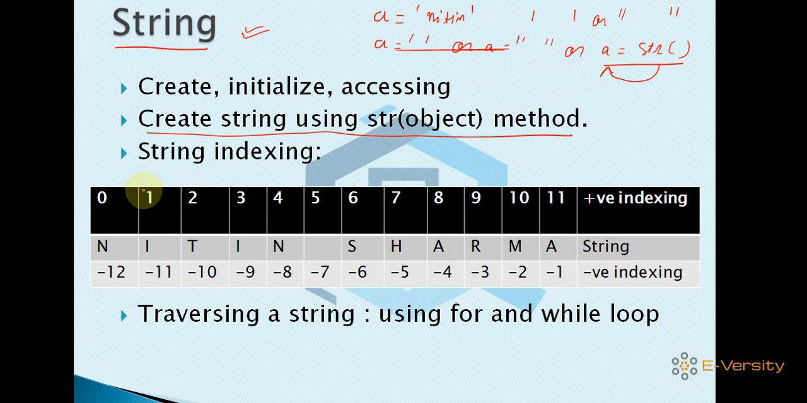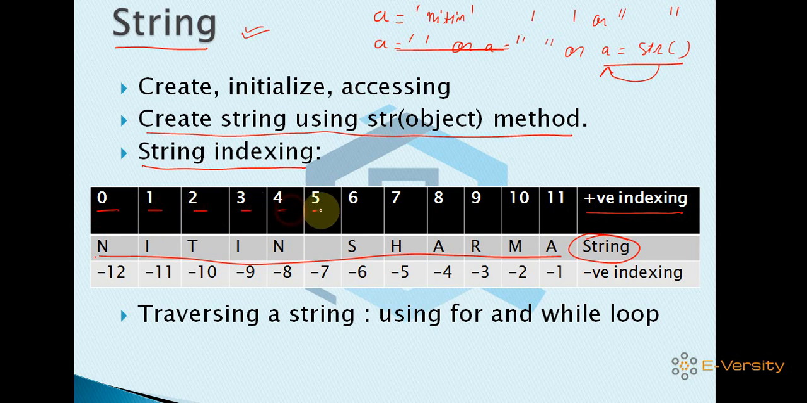Now the second point is string indexing. Suppose I have a string, Nitin Sharma. If you write this string with positive indexing, the positive index starts from 0, 1, 2, 3, 4, 5, 6, 7, 8, 9, 10, 11. This is positive indexing.